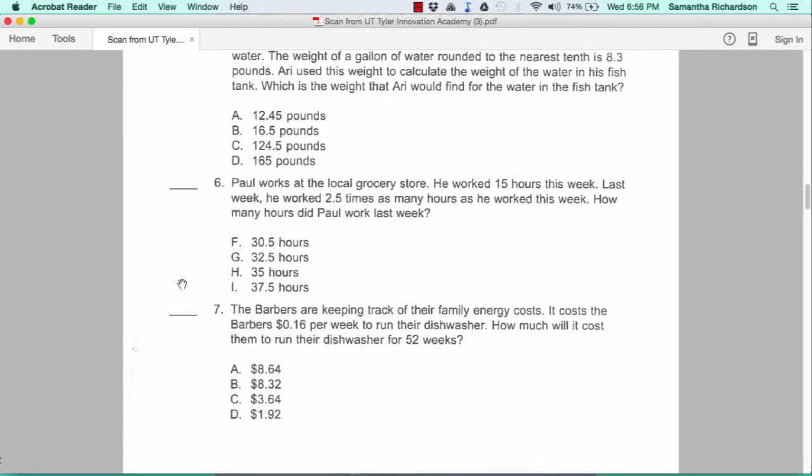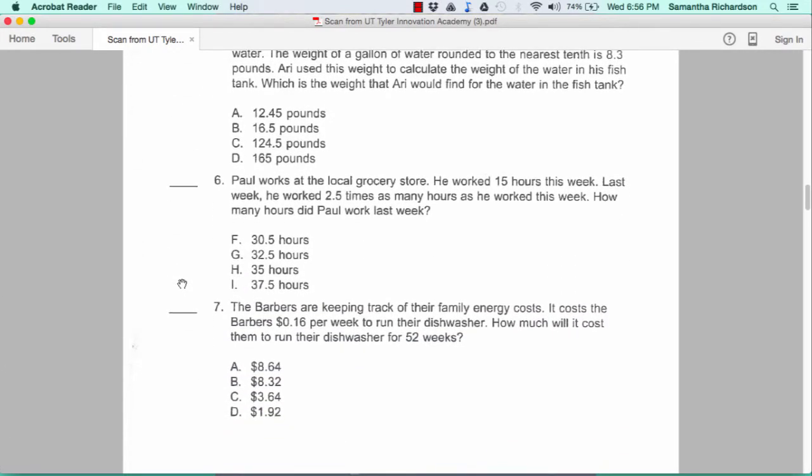Number 6. Paul works at the local grocery store. He worked 15 hours this week. Last week he worked 2.5 times as many hours as he worked this week. How many hours did Paul work last week? F. 30.5 hours. G. 32.5 hours. H. 35 hours. I. 37.5 hours.